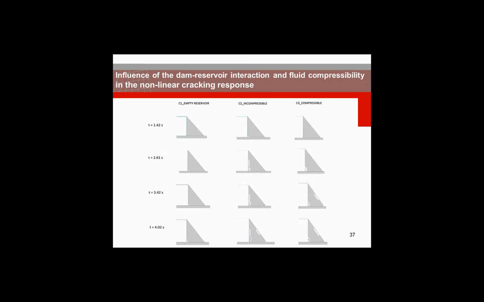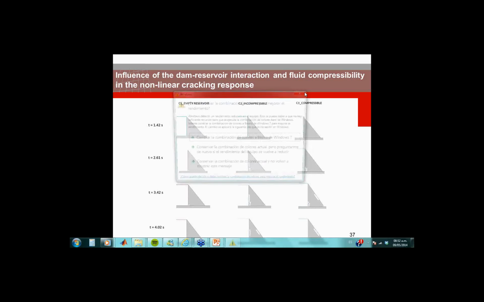When we do the same for nonlinear cracking, just using HFTD, we can see that the patterns of cracking are obviously different. In the empty reservoir, there is almost no cracking, and when compared with compressible and incompressible, we can see that the concentration of cracking is more in the toe of the dam, in the upstream direction, in the compressible case, whereas in the incompressible case it is more distributed over all the interface.